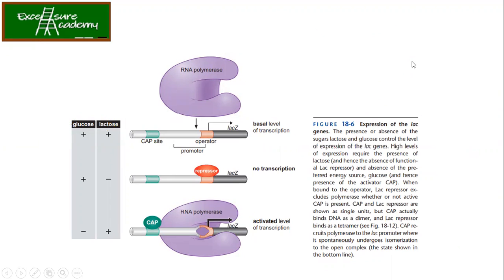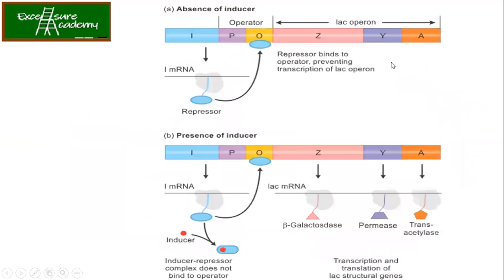What about others? Akshay and Tanvi, clear now? The basal level, then transcription activated, right? Yes, ma'am. Now this is the entire thing. If you understood this, you have understood everything. Again, here what is the inducer? Allolactose. Lactose, allolactose.